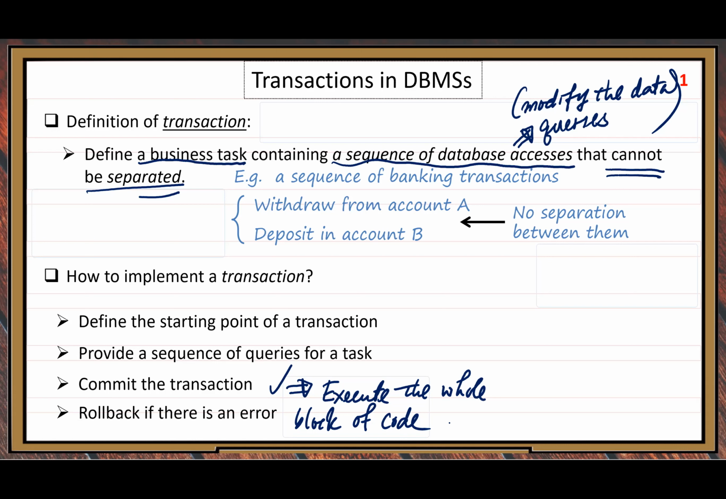If something is wrong, you need to roll back to before that starting point. You define a starting point, right? But you roll back to the point right before that starting point, not after you do something. Because you want to do nothing. When you roll back, you want to do nothing. So that's the idea.